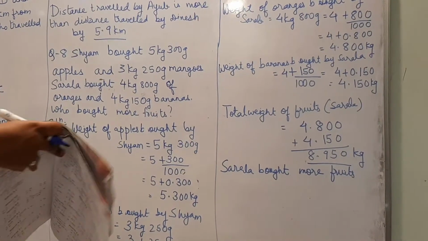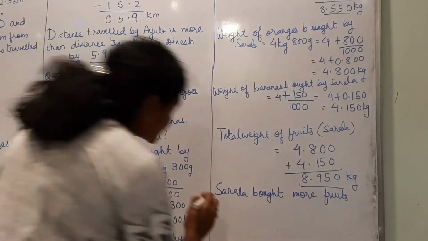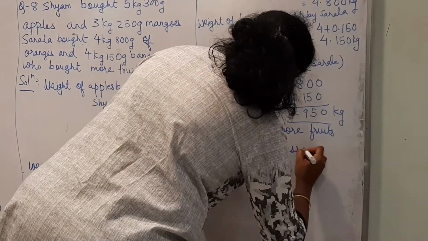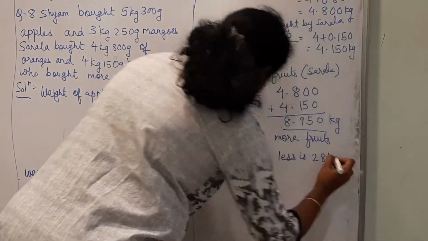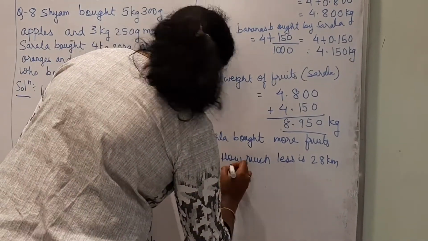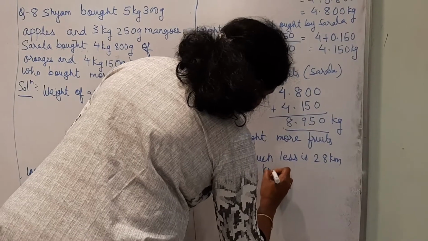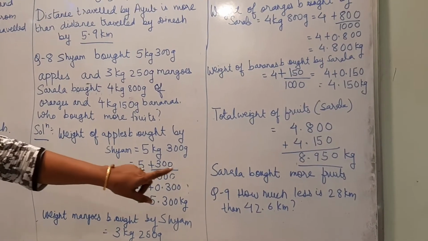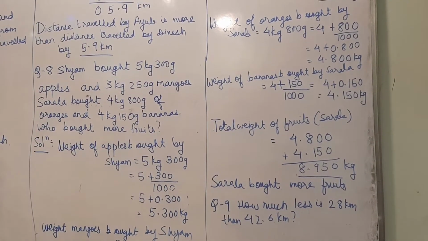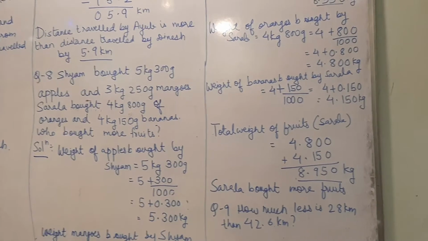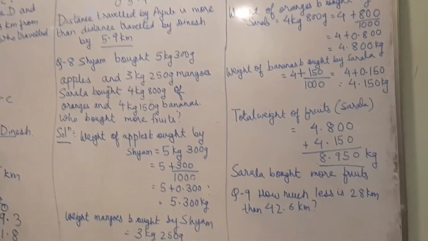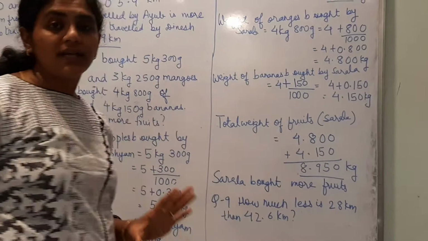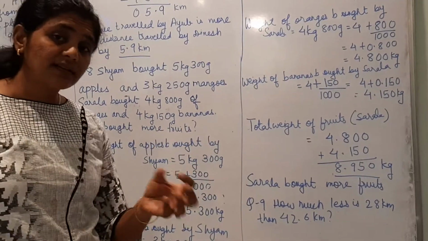Now question 9. How much less is 28 kilometers than 42.6 kilometer? So how much less is 28 kilometer than 42.6 kilometer? So what you will do? You will subtract 42.6 minus 28. That will give how much less it is.